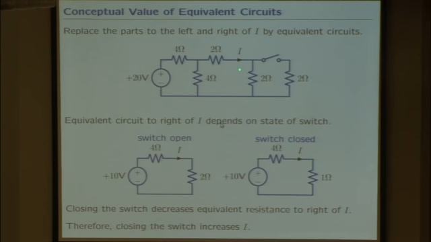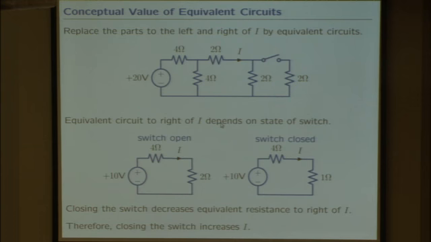So if I look left, I see a 20-volt source with a 4, 4, and a 2. That has a Thevenin equivalent that's shown here, which is independent of the state of the switch. So the same Thevenin occurs on the two sides, switch open or switch closed. If I make a Thevenin over here, there are no sources, so it's just going to be a resistance. So when the switch is open, I have 2 ohms. When the switch is closed, I have 1 ohm.